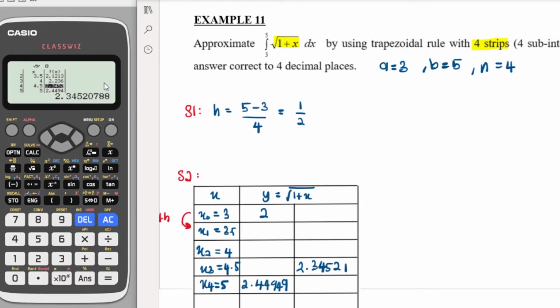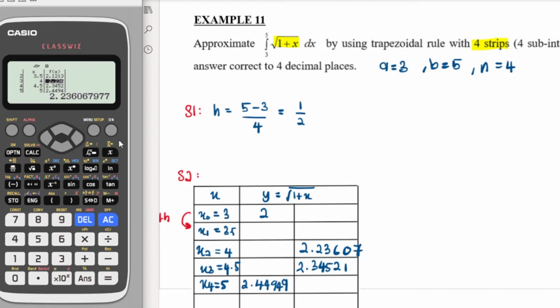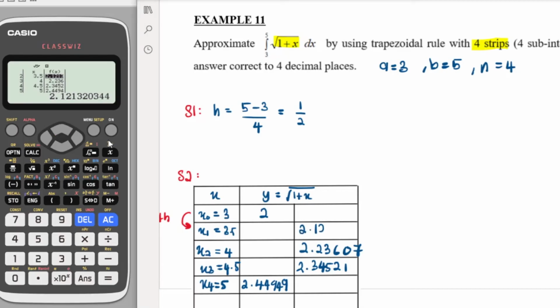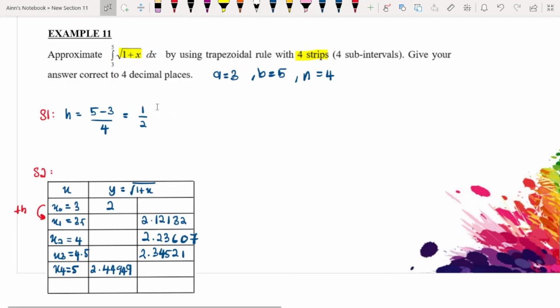For this column, we just put all the values here, which is 2.34521, and the next one is 2.23607, and the last one here is 2.12132. Make sure all are in 5 decimal places because the question asks for correct to 4 decimal places. So that is how you use the calculator.